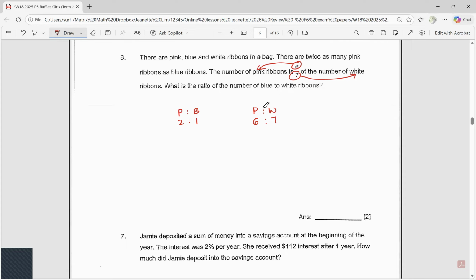Since they represent the same thing, they should have the same number of units. So I will change this 2 into 6. So we multiply by 3. Okay, so my common base is the same now. The question is asking for the ratio of blue to white. So blue to white will be 3 to 7.